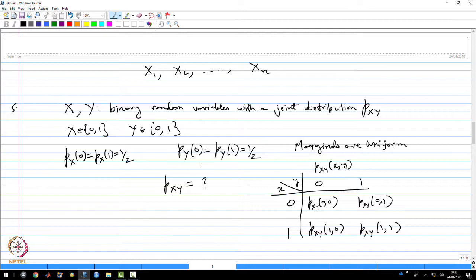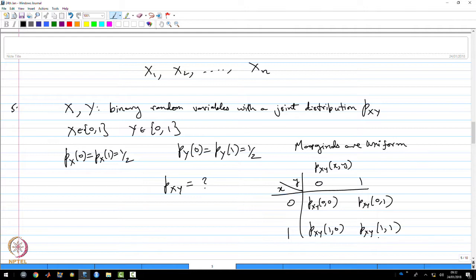So I've said the marginals is half. So a lot of people would simply multiply half with half and put 1 by 4 here, 1 by 4 here, 1 by 4 here, 1 by 4 here. Okay, so that is just one possible joint PMF which gives you these marginals. Okay, there can be many other joint PMFs.